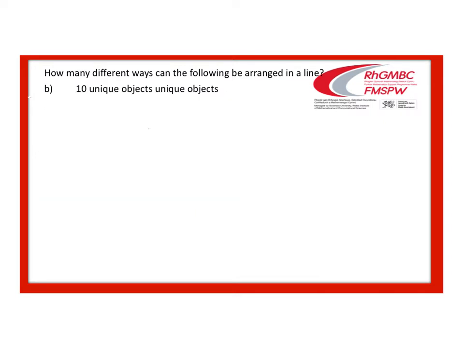So how many different ways can we arrange 10 unique objects? Well, you're going to see now that this really is an example of where it is not manageable to write out all the possible ways we can arrange these objects. It's just not practical. So we're going to use that fundamental counting principle.